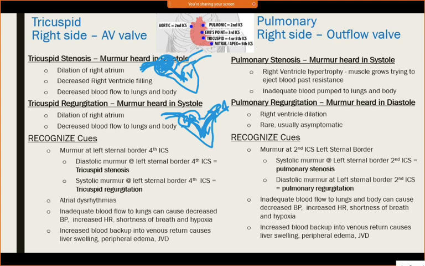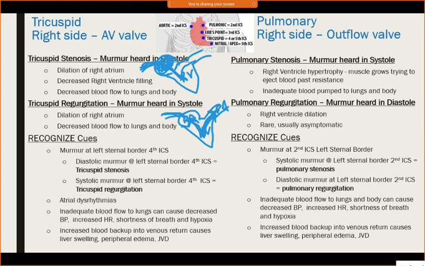Not a lot of blood flow. They're dry. Great. So tricuspid valve problems will cause right heart failure symptoms. So it's nice if you can just remember what valve is on what side of the heart. You got right heart failure problems. Okay. So we'll look at the pulmonary side, which is the outflow valve to the right heart.